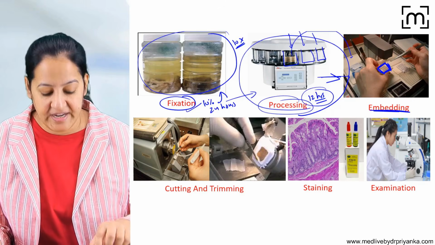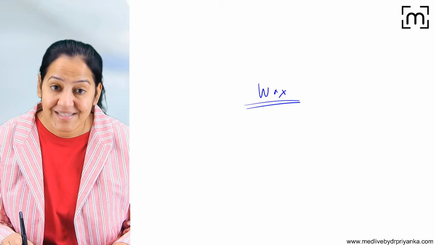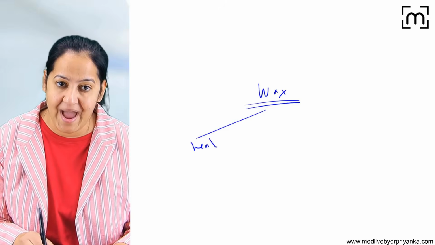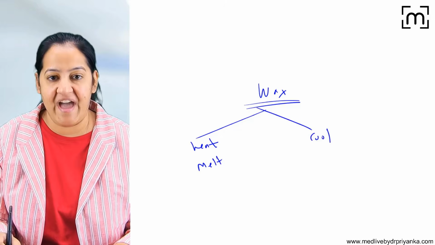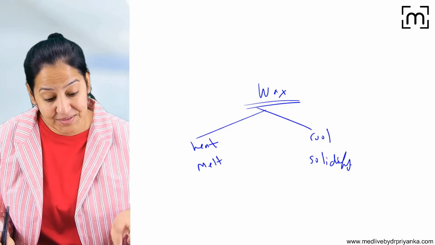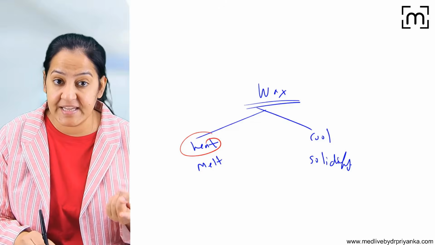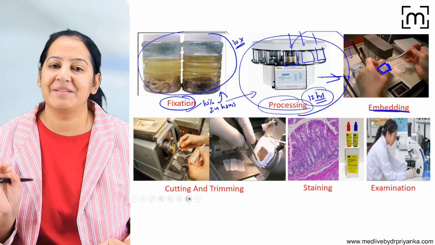So, in the cassette, we take wax. You know what is wax? Wax has a property. When you heat the wax, it melts. And when you cool the wax, it will solidify. So this is the property of the wax. When we are heating, it is melting. When we are cooling, it will solidify. Got my point? That is the property of the wax.